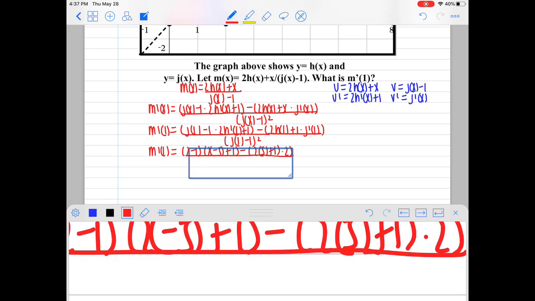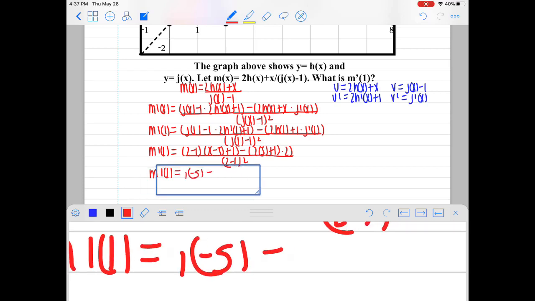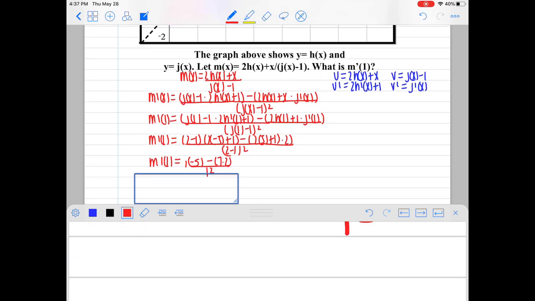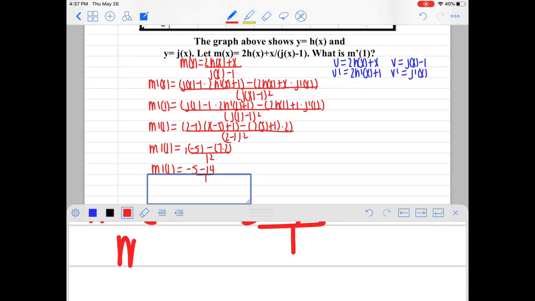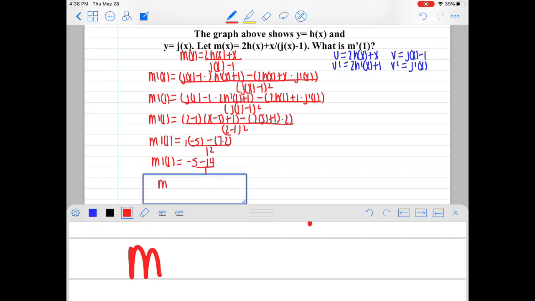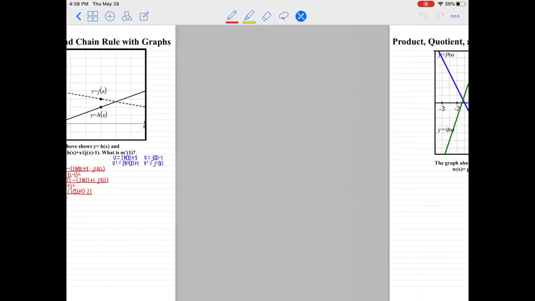So over here we have 2 minus 1 times 2 times negative 3 plus 1 minus 2 times 3 plus 1 times 2 all over 2 minus 1 squared, which is going to give us 1 times negative 5 minus 2 times 7 over 1 squared, which is just negative 5 minus 14 over 1, which equals negative 19. In this problem, we used the quotient rule and found the values through a graph.